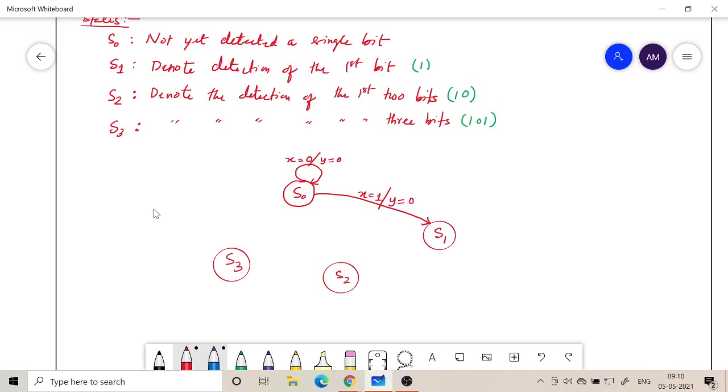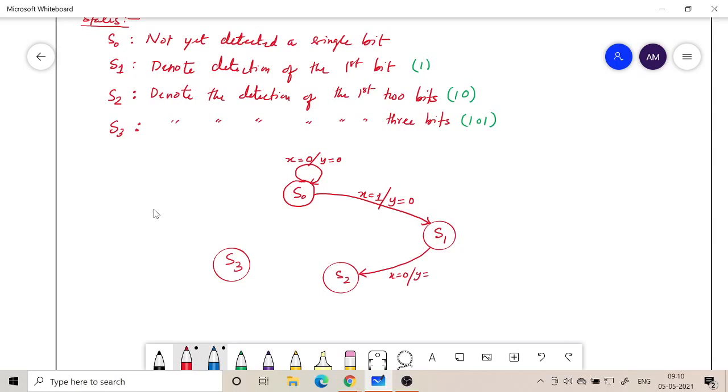And when I am at this state, I can have 2 options. Either the next bit is 0. If the next bit is 0, that's good, because that is the second bit I was looking for. So x is equal to 0.